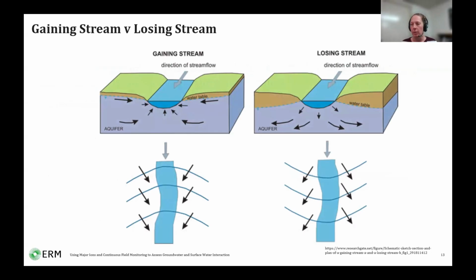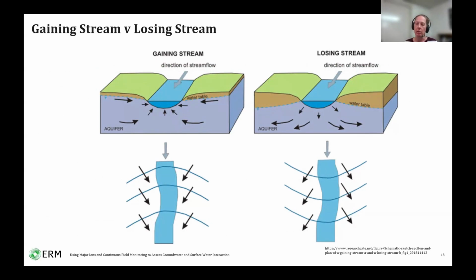This is an image that I've taken from online, which I think neatly illustrates the main interactions in a riverine setting. So cross-section view across the top and then plan view across the bottom. So gaining stream on the left-hand side. Gaining streams where surface water, in this example, a river receives groundwater, which is also known as base flow.